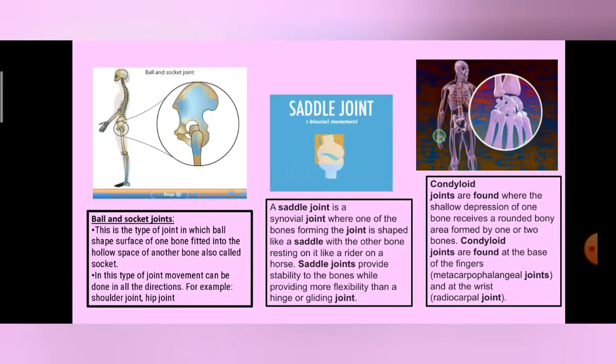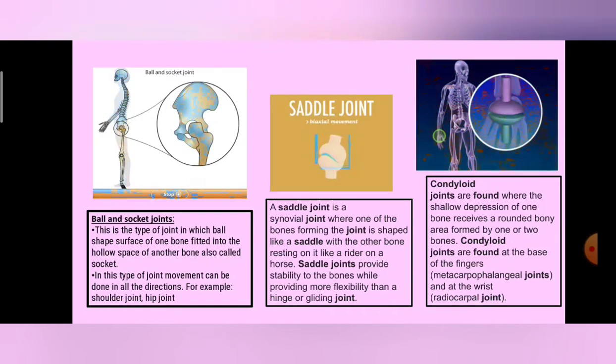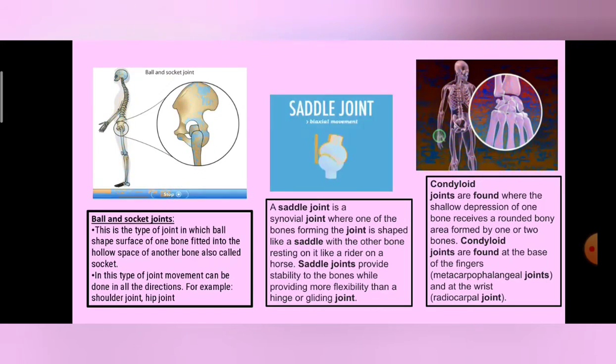And the last, condyloid joints are found where the shallow depression of one bone receives a rounded area formed by one or two bones. Condyloid joints are found at the base of the fingers, the metacarpophalangeal joints, and the radiocarpal joints.